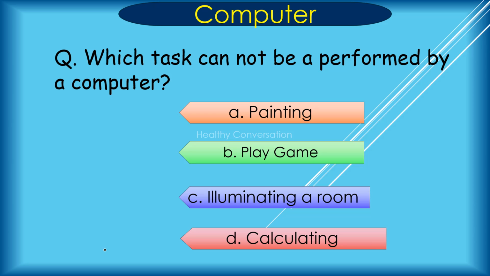Question: which task cannot be performed by a computer? A. painting, B. play game, C. illuminating a room, D. calculating. Correct answer is C. illuminating a room.